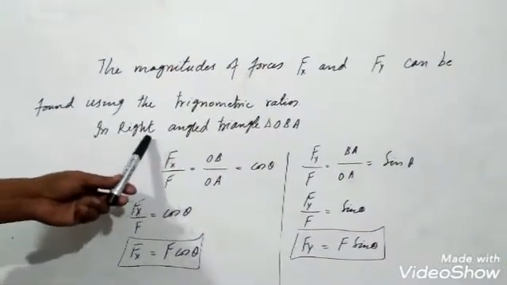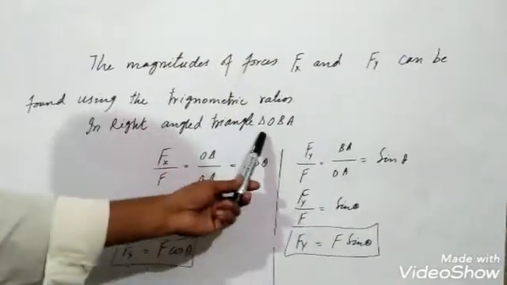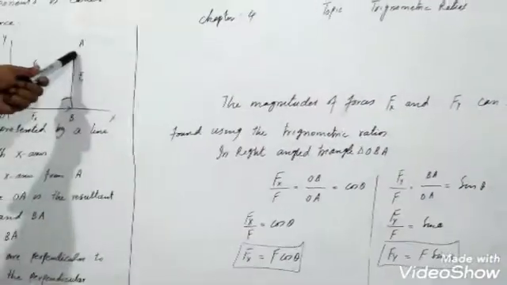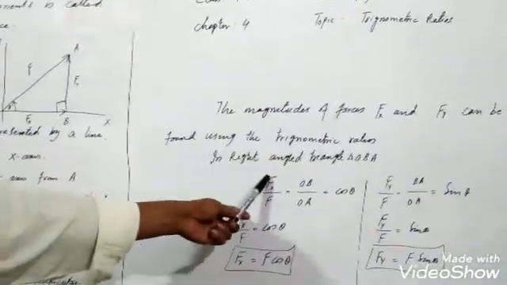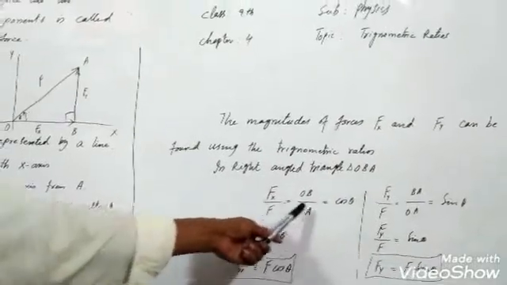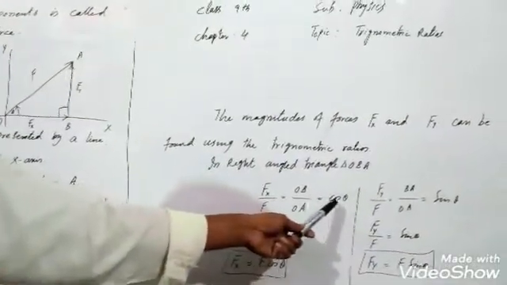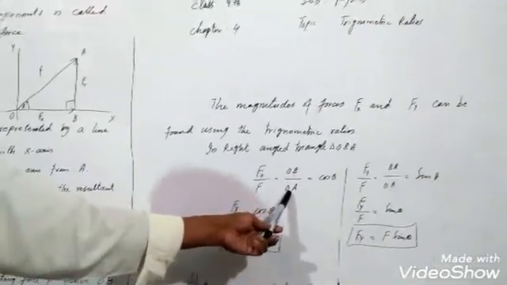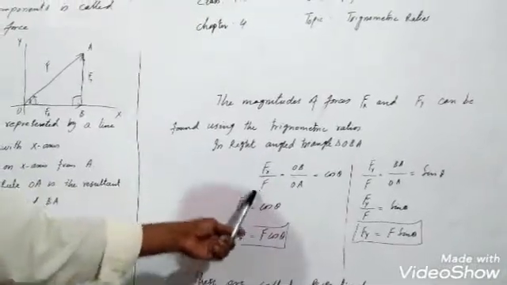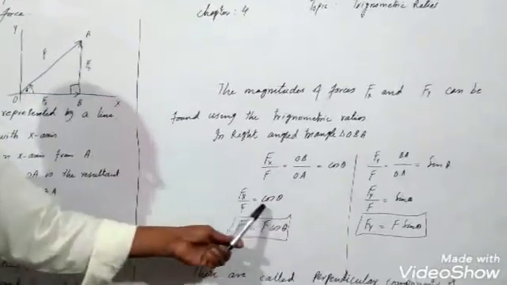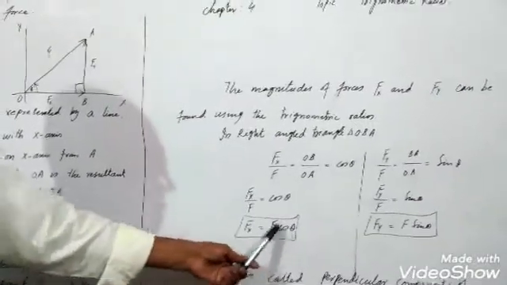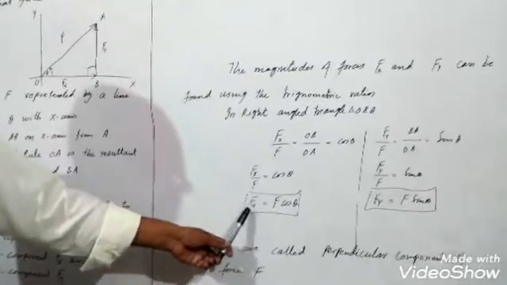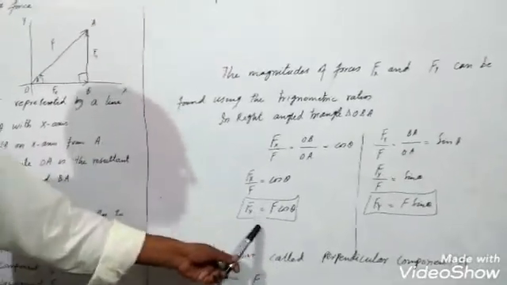In right angle triangle OBA, base by hypotenuse is called cos theta, as base is OB and hypotenuse is OA. So Fx by F is equal to cos theta, and the value of Fx is equal to F cos theta. In this way, we can find the component Fx using this formula.